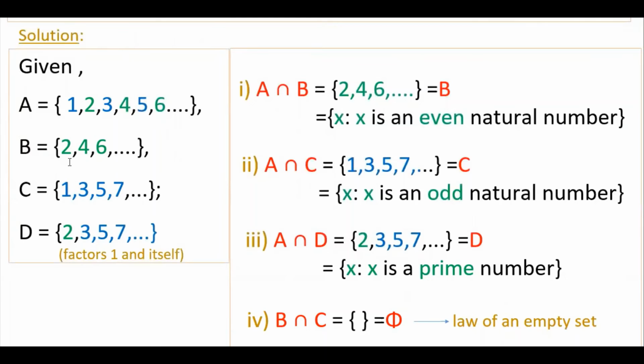So now see here, B intersection C. These two: no common elements, because these are even numbers and these are odd numbers. There are no common elements for these two sets. So this is an empty set.